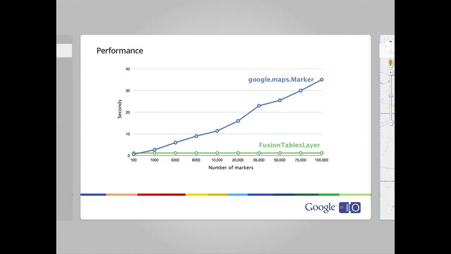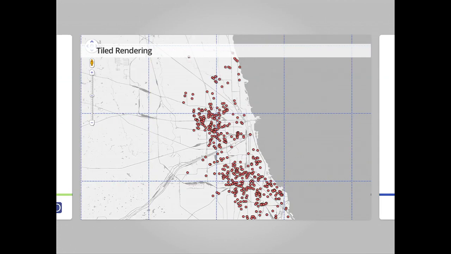Now, these are some measurements I've taken using a relatively modern machine and a modern browser sometime in the last week. As you go from 1,000 to 100,000 markers, the performance of the client-side marker degrades significantly, and it can take up to 40 seconds to display all those markers on a map. Now, if you use Fusion Tables layer, you can display the same number of markers in under a second. And that's really compelling, especially on mobile devices with slower CPUs and less RAM. The user of your site is going to notice the performance difference. This is achieved with tiled rendering.